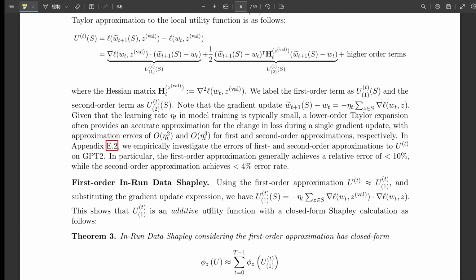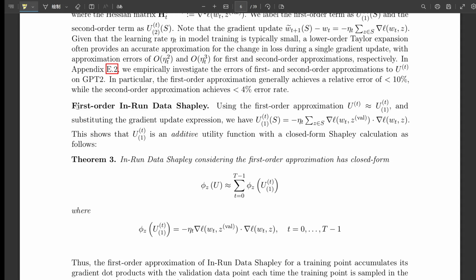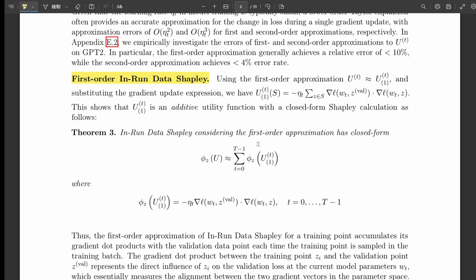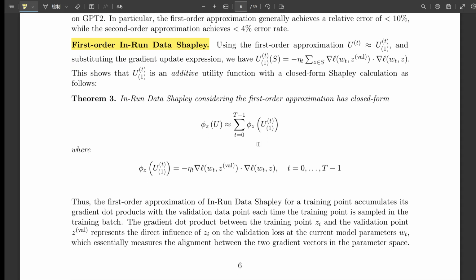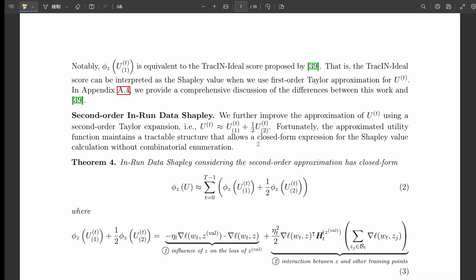The second order one adds another term. This one involves the Hessian matrix, the matrix of second derivatives of the loss. The Hessian captures curvature, right? How the gradients are changing. Right. This second order term essentially accounts for the interaction between the training point Z and the other points in the same training batch. It considers the curvature of the loss landscape.